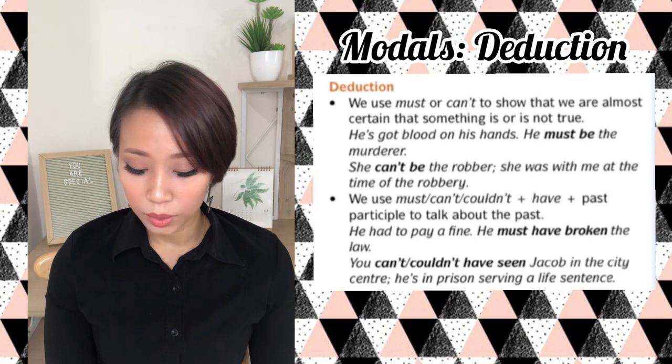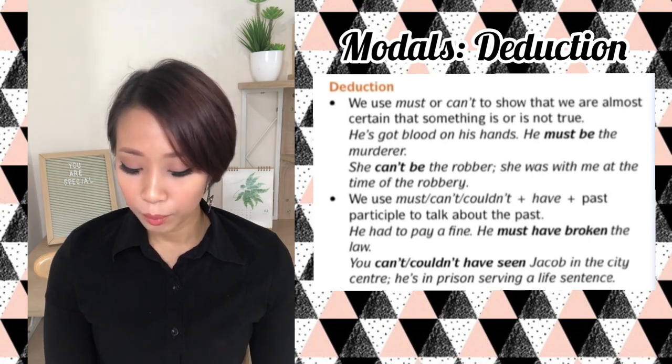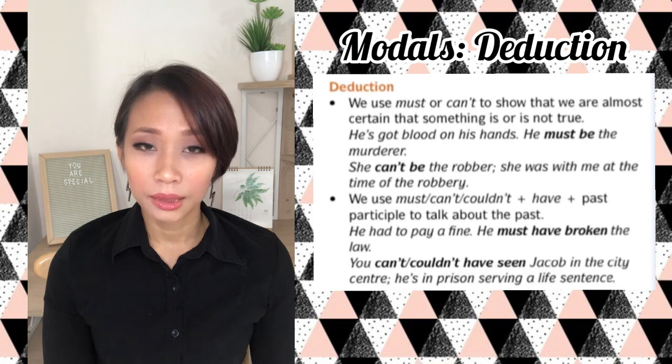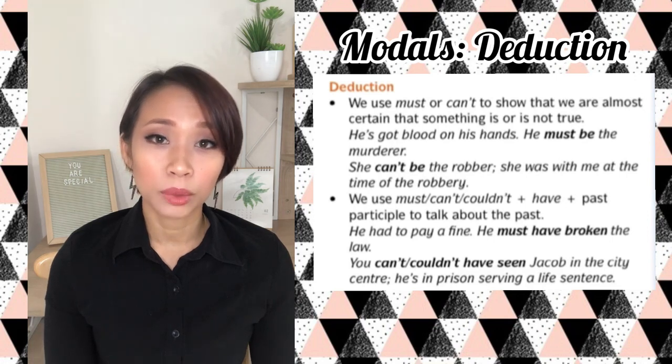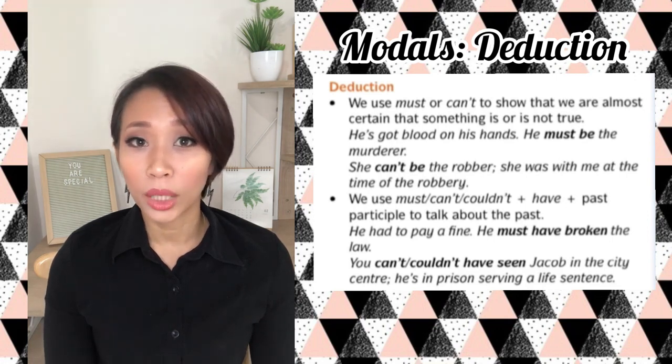She can't be the robber. She was with me at the time of the robbery. Tidak mungkin dia perompak sebab dia bersama saya pada waktu rompakan itu berlaku. So dalam kedua-dua contoh ini, kita hampir pasti yang satu tu pembunuh dan yang satu lagi tu bukan perompak.